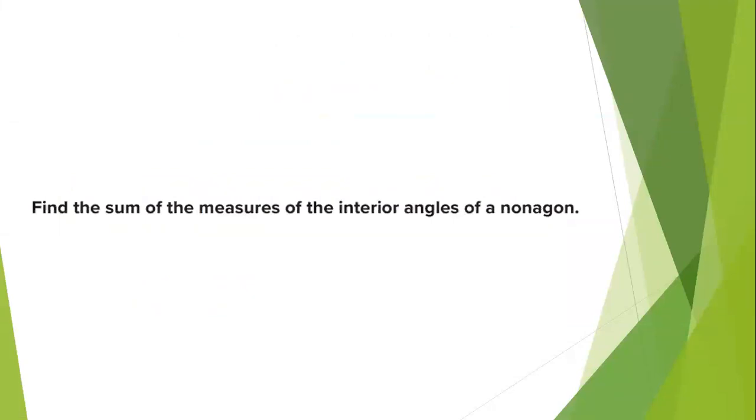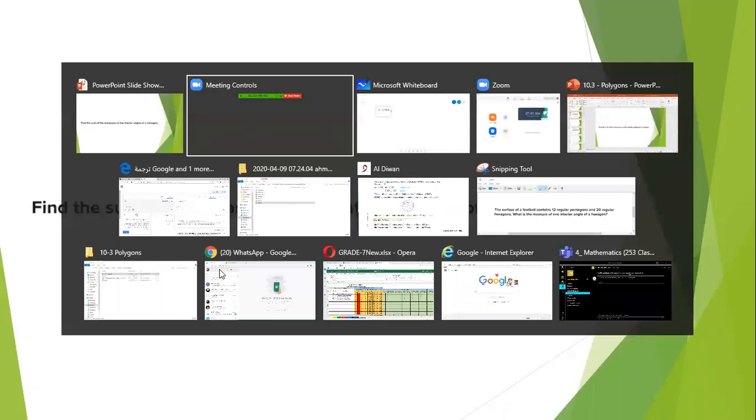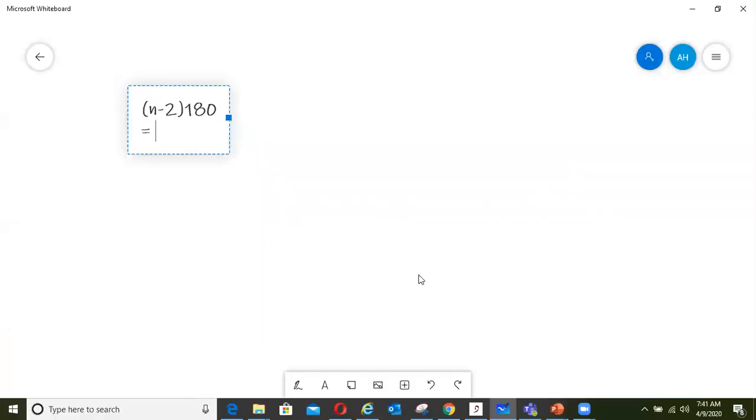Find the sum of the measures of the interior angles of a nonagon. We know that the nonagon contains 9 sides. So n here is 9. I write first the formula (n minus 2) times 180, and then I replace n with 9. So (9 minus 2) times 180.